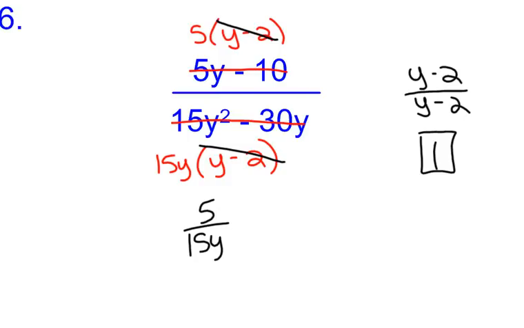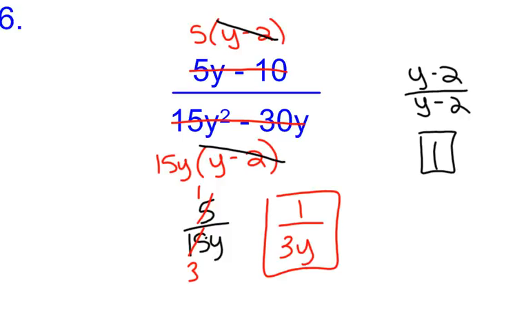Because this is 15 times y, I can reduce those numbers. So I can say 5 goes into 15 3 times, and my final answer would be 1 over 3y. You maybe would have done that in this step, and that would have been fine. I just wanted to separate it so you weren't confused by where I got those numbers.